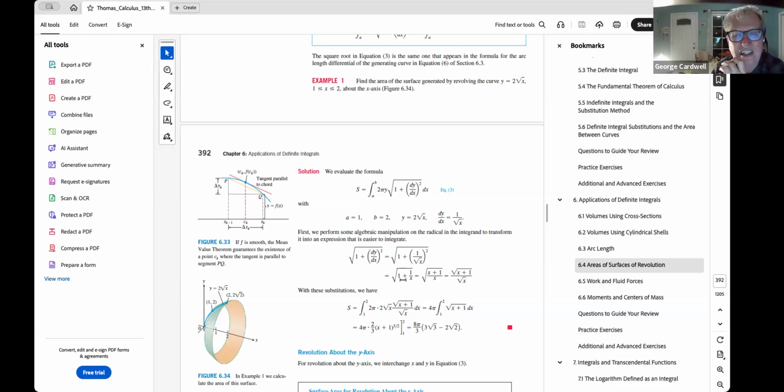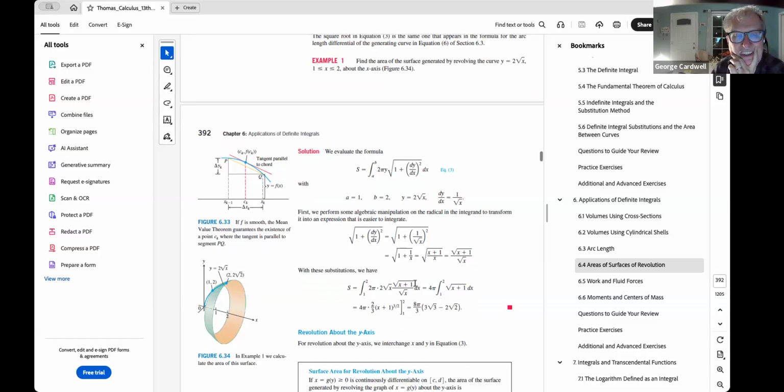Then he says, okay, 1 plus 1 over x, the same thing as (x plus 1) over x, or square root of x plus 1 over square root of x. So that's going in the second half of the formula, right? So the square root of 1 plus (dy/dx) squared turns out to be root of (x plus 1) over root x. So he puts that in there. Then he has to put 2 pi in his y. Well, what is his y? 2 root x, right here.